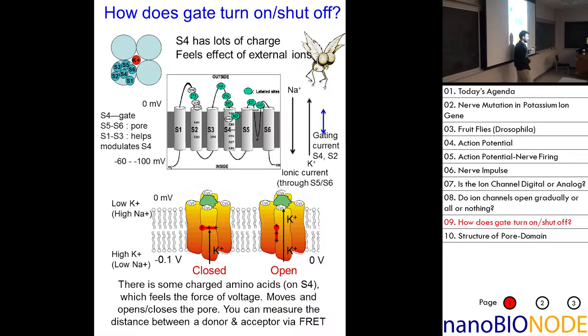Okay, and the last thing, I guess two other things. One is actually you notice between S5 and S6 is there's a very special region, and that's where the pore is actually formed. So you can see over here, between S5 and S6, it forms the pore, which is where the ions can flow.